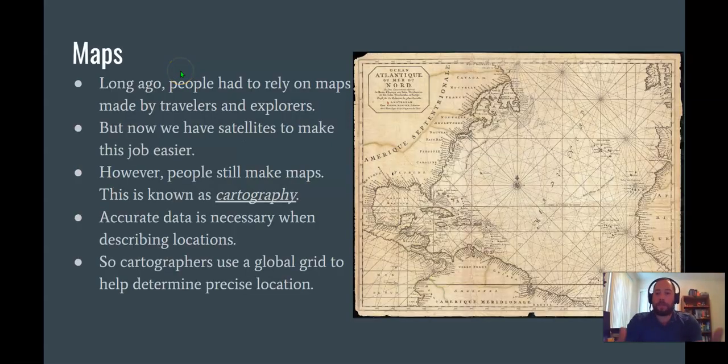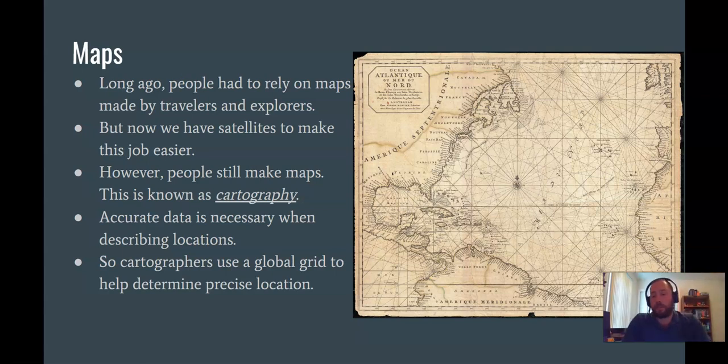So moving into maps, long ago people had to rely on maps made by travelers and explorers, and a lot of times they weren't very good. They tried to make their best representations that they could, but either way, whenever you're traveling long distances and exploring new countries and continents, you want to be able to have the most accurate map on hand. But now we don't need that, right? We have satellites to make this job much, much easier.